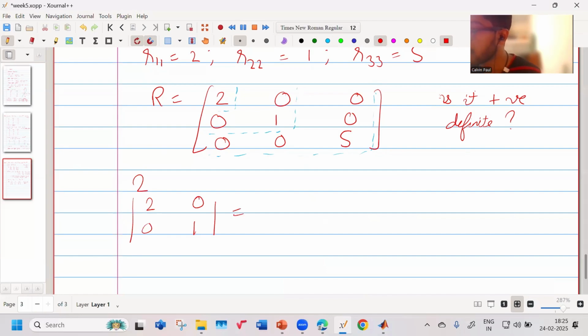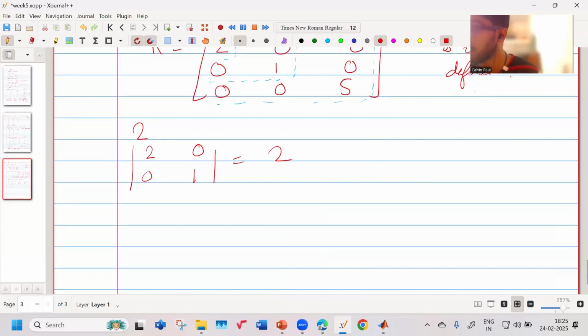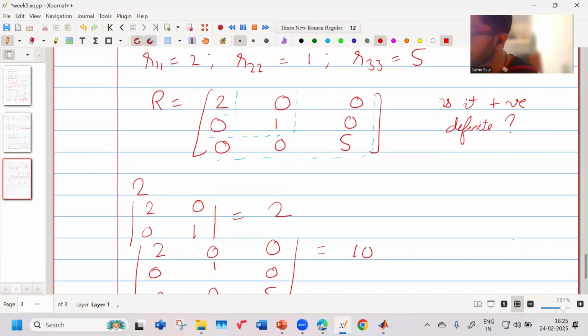2001. So this comes out to be 2. Similarly, we will check 200010005. This comes out to be 10. Okay, so this also is positive. So all these three things, all these three parts are positive.